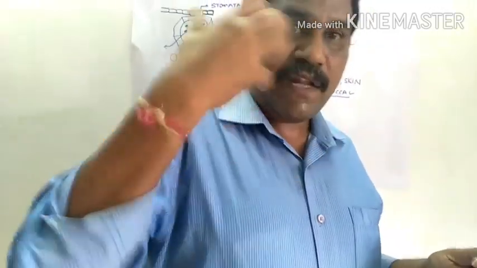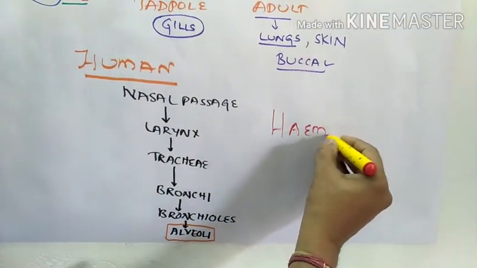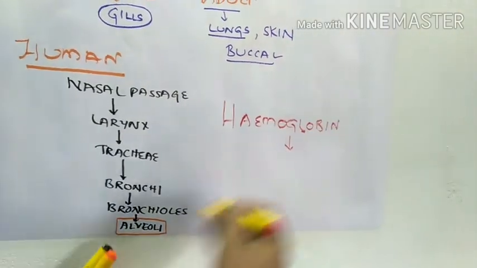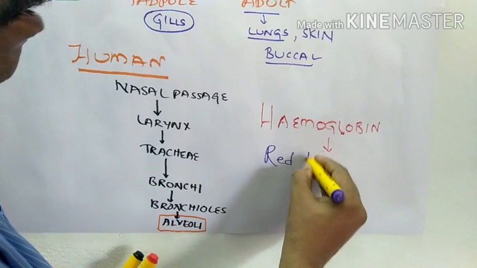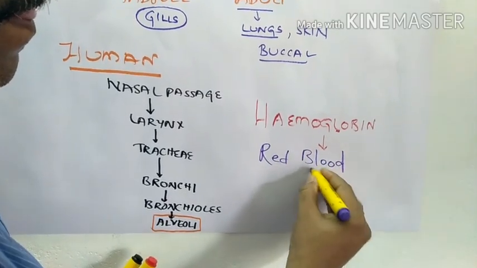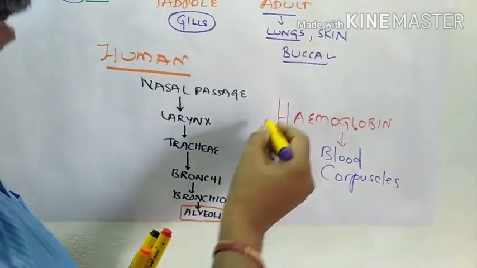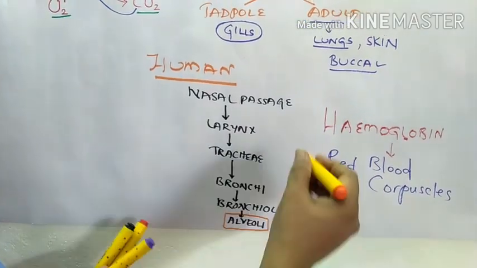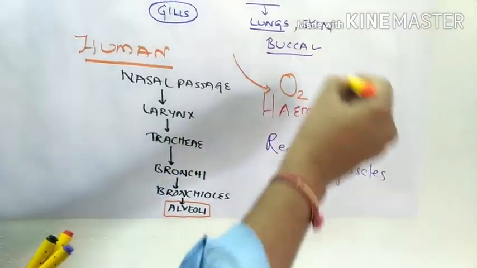There should be a pigment. So in our body, there is that pigment that plays a very important role, called hemoglobin. And where is this hemoglobin present? It is present in your RBCs, that is red blood corpuscles. In red blood corpuscles, this hemoglobin is present, and this hemoglobin is responsible for these gases. So this plays a very important role in the transport of oxygen to different parts of the body.